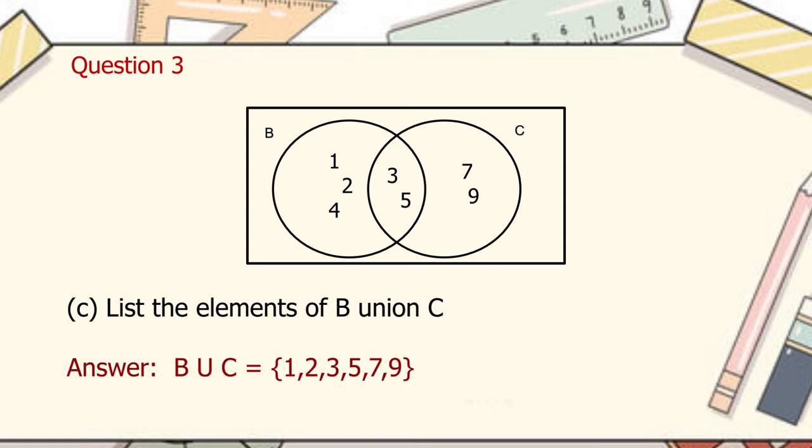Let's work, boys and girls. You should have B union C equals open brackets 1, 2, 3, 5, 7, 9, close brackets, with a comma separating each number. If you have that, put a big tick.